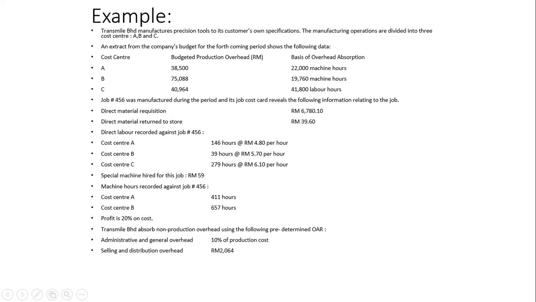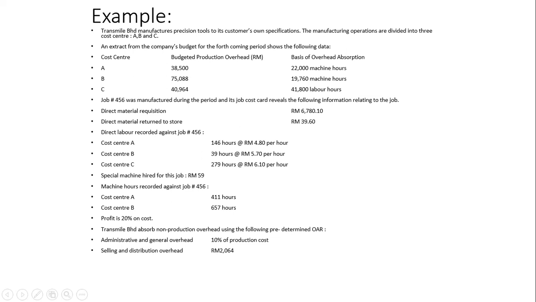Okay, so this is the example for the job costing preparation. For example, you have Transmart Berhad, which manufactures precision tools to its customers' own specification. So that is clearly showing this is to determine the cost and selling price of the product by using the job costing method. Then they have three cost centers, A, B and C. And this is all the information for cost centers A, B and C, and this is the budgeted production for every cost center. And this is the basis.